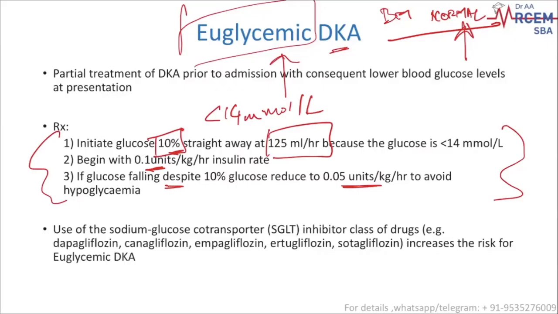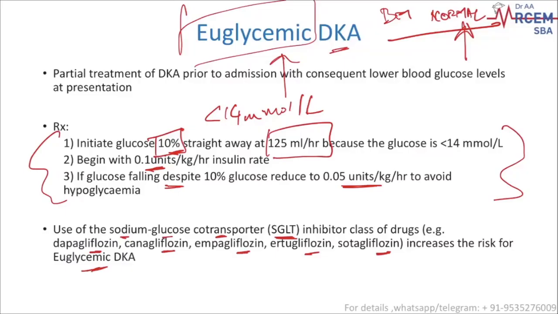Euglycemic DKA is very commonly tested in the exam. Usually in the stem of the question, they will give you one of the sodium glucose co-transporter inhibitors. These are oral anti-diabetic medications that are very commonly used nowadays. Their names end with gliflozin. Just remember, if a name is given which ends with gliflozin, it is a sodium glucose co-transporter inhibitor. They are prone to cause euglycemic DKA. So in the stem of the question, they will mention one of the gliflozins.